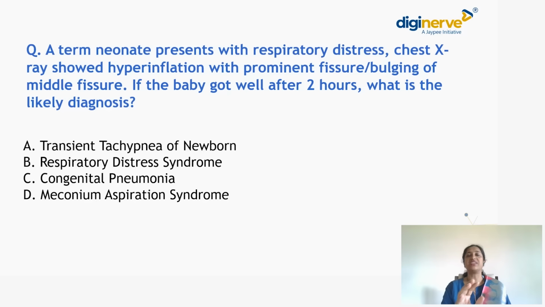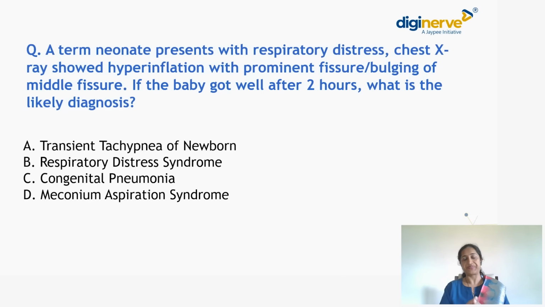So what is left are the conditions of a term baby. They are transient tachypnea of newborn, RDS in term babies, congenital pneumonia, and meconium aspiration syndrome as the choices. Now here, what have they discussed further? They have done an X-ray and found that the X-ray showed prominent bulging of the middle fissure. When does the middle fissure show bulging? The middle fissure shows bulging when there's a little bit of lung fluid. This lung fluid which comes in the middle shows a little bit of widened middle fissure in the X-ray.